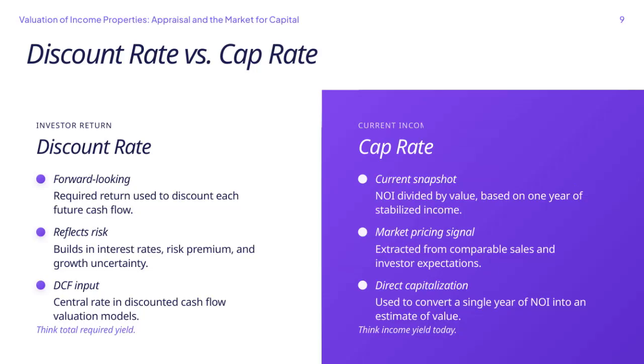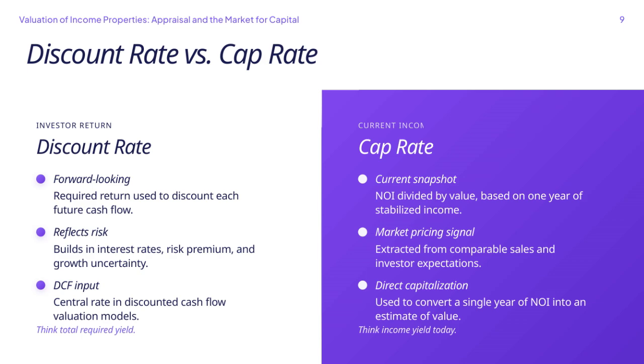Let's take a closer look at the difference between the discount rate and the cap rate, which are both essential concepts in valuing income properties. First, the discount rate is a forward-looking figure. It represents a required return investors expect to receive, and it's used to discount each future cash flow back to its present value. This rate reflects the risk involved and incorporates interest rates, a risk premium, and uncertainty about growth. Think of it as the total required yield, the central rate used in discounted cash flow models to help determine value based on expected future performance.